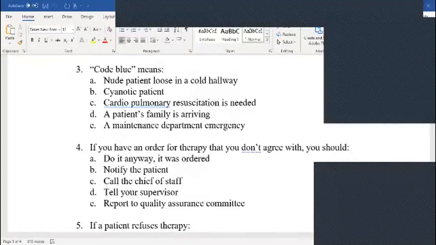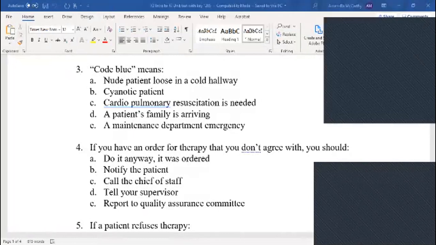Number 4, if you have an order for therapy that you don't agree with, Christian, what should you do? Is it C, call the chief of staff? No. Chief of staff is the president of the United States' right-hand man. Or is it tell your supervisor? Out of those choices, that's the best one to do. Tell the supervisor, hey, I don't agree with that. And then you go further. If that doesn't work, go to the doctor. All right.